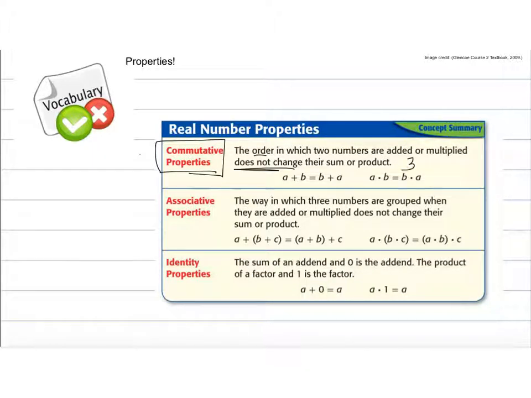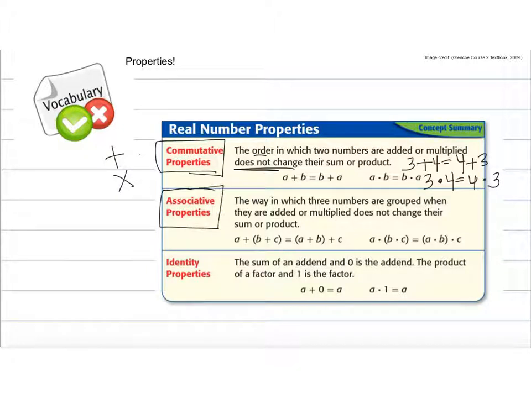So 3 plus 4 is the same as 4 plus 3. 3 times 4 is the same as 4 times 3. Because I know that 7 equals 7 and 12 equals 12. Same no matter what the direction is. Notice that it's only for addition and only for multiplication, because we know if we change the order in subtraction or division, it is not going to be the same. So commutative property is only for addition or multiplication.